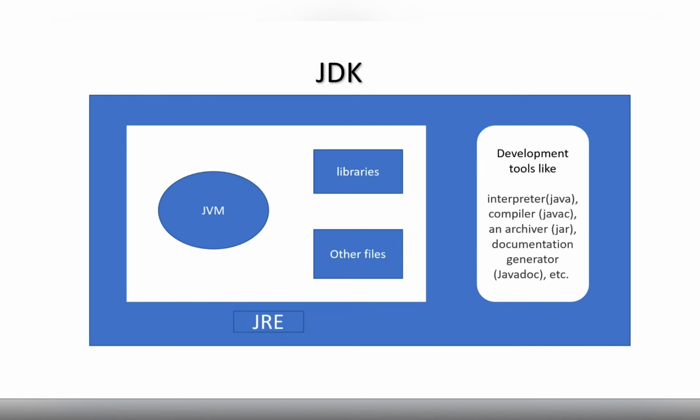See, this is the hierarchy of JDK, JRE and JVM. JDK is a superset of JRE and JVM. Inside JDK, we have JRE and some development tools. Inside JRE, we have JVM and the set of libraries and the files which are required for a JVM. Let's see it one by one.